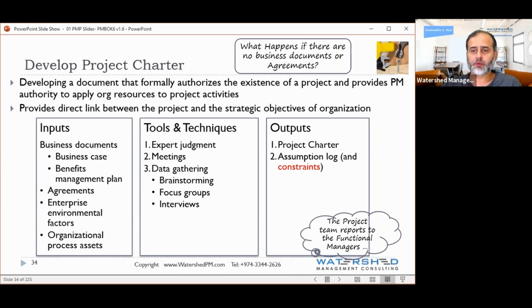So this is what you will do if there is no agreement or business case. Because usually if there's an agreement, your life is made easy. When you want to make a charter and there's an agreement, it should be easier because many things are in the agreement. Same thing with the business case.